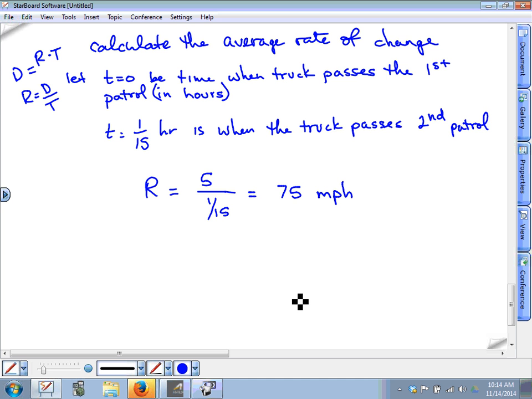75 mph. So his average rate, or his average velocity between those two points: he may have been going 55 miles per hour at the beginning and 50 at the end, but in between, his average speed was 75 miles per hour.